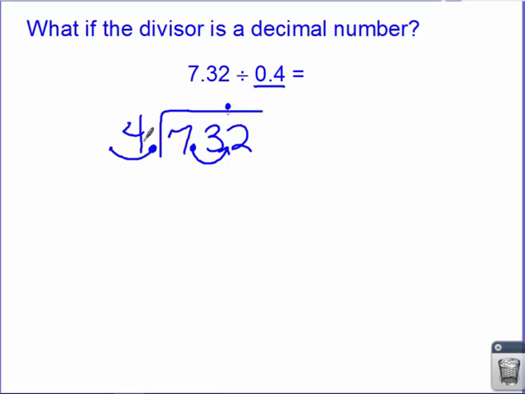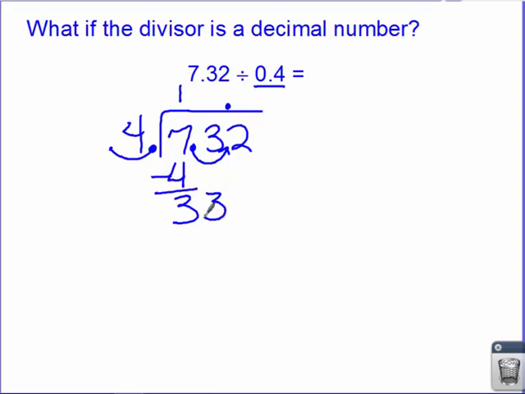So this number is no longer a 4, and this number is no longer a 0.4, it's now a 4. And the number on the inside is no longer a 7.32, it's now a 73.2. So now I begin my division. 4 goes into 7, 1 time. Multiply, 1 times 4 is 4, subtract, and we get 3.